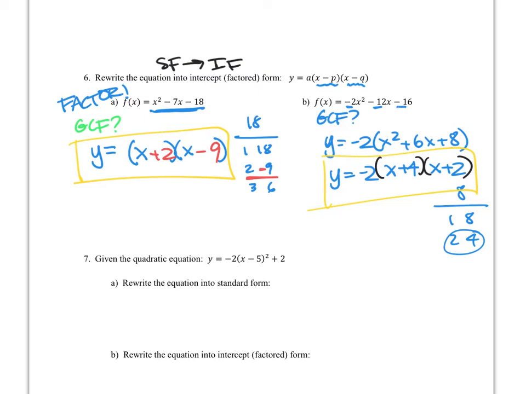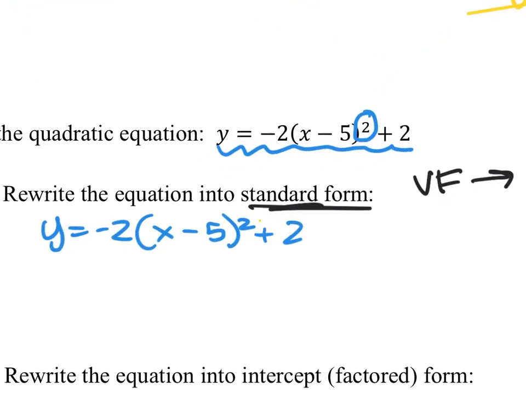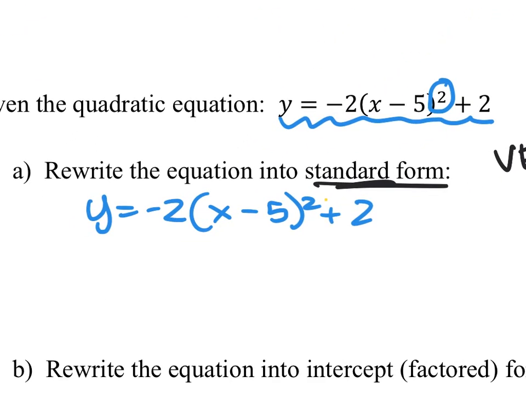All right, number 7. It says to take this vertex form and write the equation in standard form. So we are going from vertex form to standard form. What does that mean we need to do? If you take a look at that original function in vertex form, if you notice it has this squared right there. What does that mean to do? It means to square that binomial. So let's go ahead and just write out the original vertex form.